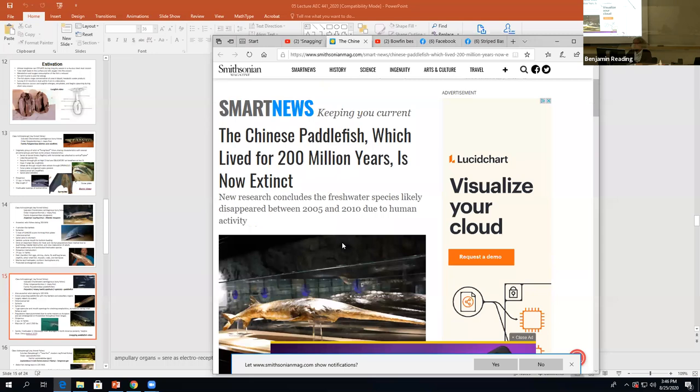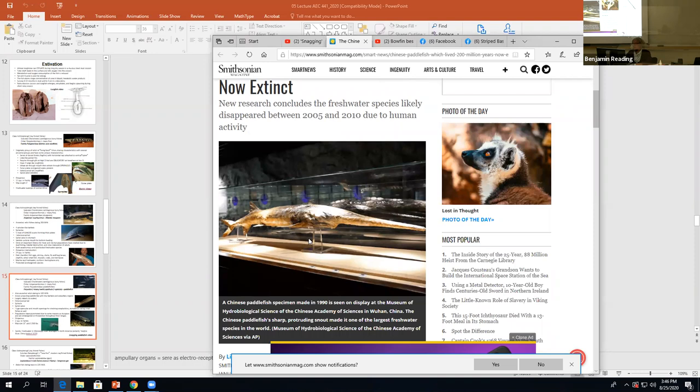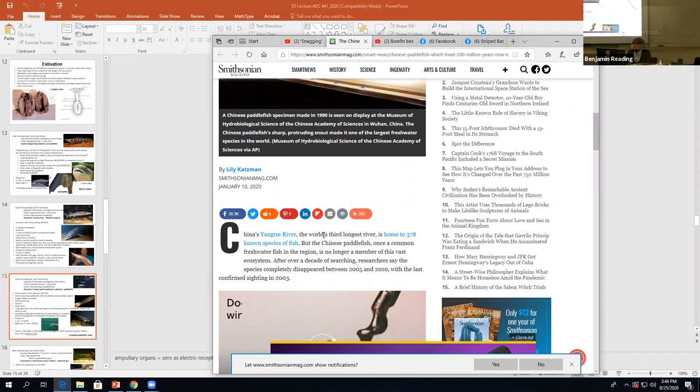Here is a specimen of a Chinese paddlefish that was collected in 1990 on display here at the Chinese Academy of Sciences in Wuhan, China. And unfortunately, that's all that's left. And so the Yangtze River is the third largest river. The paddlefish were here, and it says they used to be common in the region.